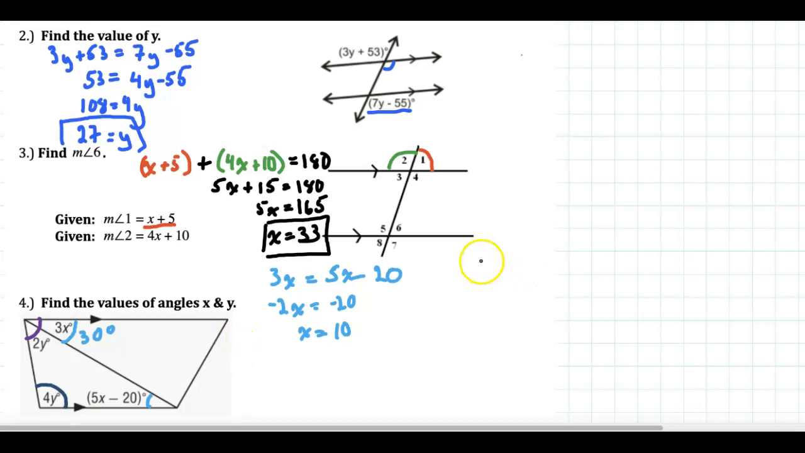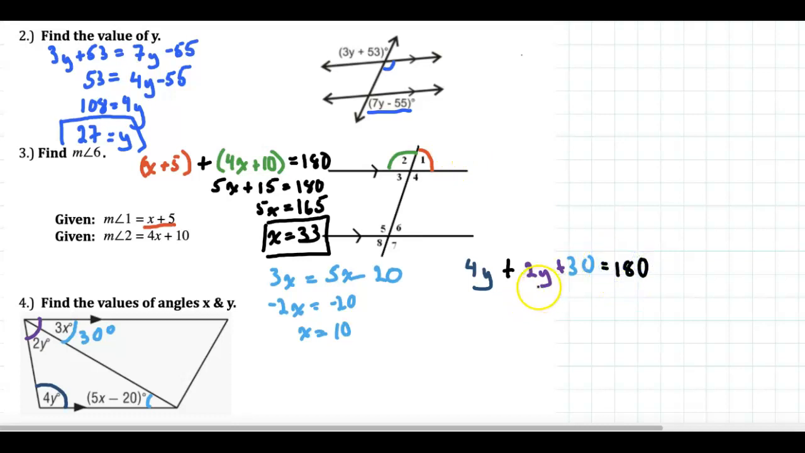Okay, so if I take 4y plus 2y plus 30, I'm not going to use the 3x because I'll have two variables. I don't want that, right? Plus 2y plus 30 degrees. I keep changing colors. I don't really need to. Equals 180.